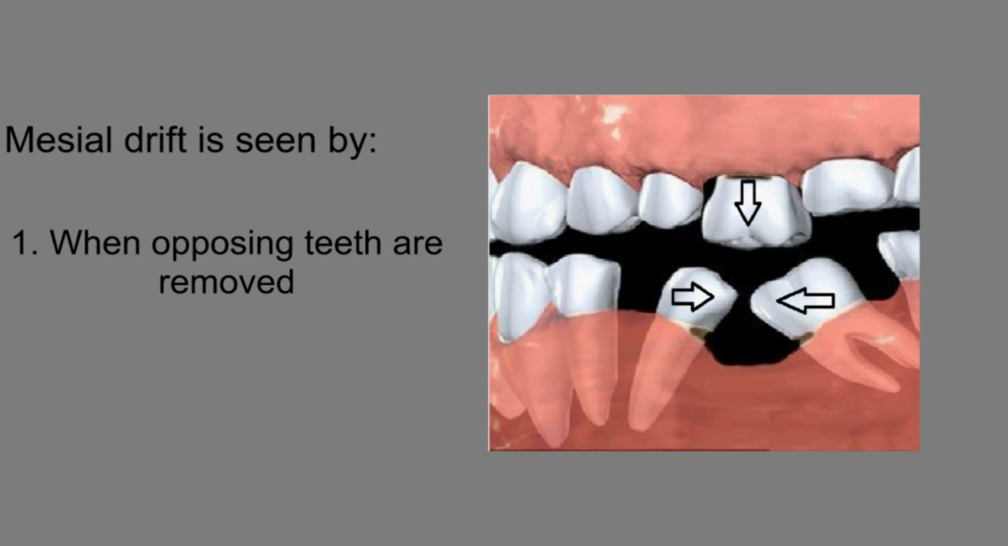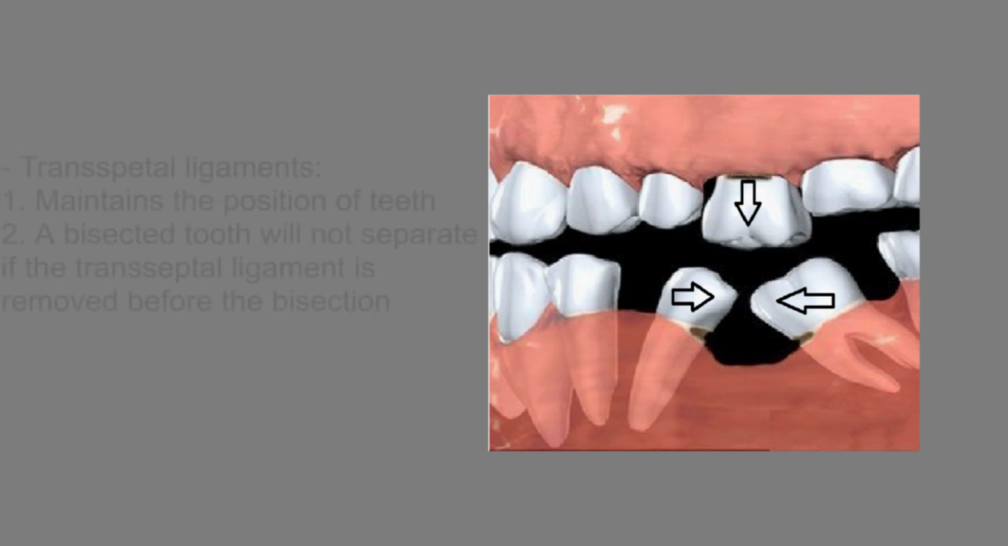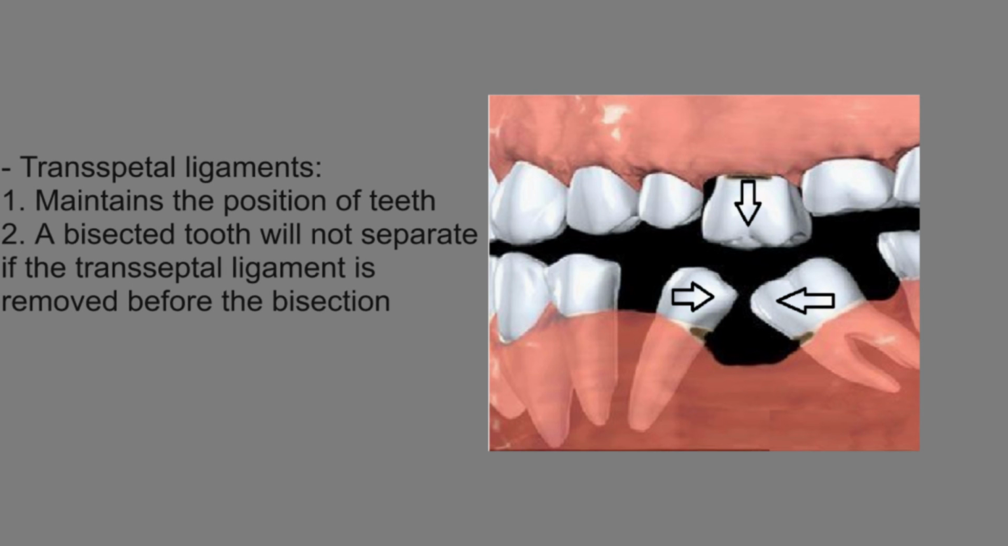When opposing teeth are removed, the rate of mesial drift is slowed, but it is not eliminated. These observations indicate that although an anterior component of occlusal force is responsible for mesial drift, it is not solely responsible. Transeptal ligaments run across the alveolar process in between the teeth, and they maintain the teeth in position. If a tooth is bisected, the two halves move away from each other, but if the transeptal ligament is previously removed, this separation does not occur.